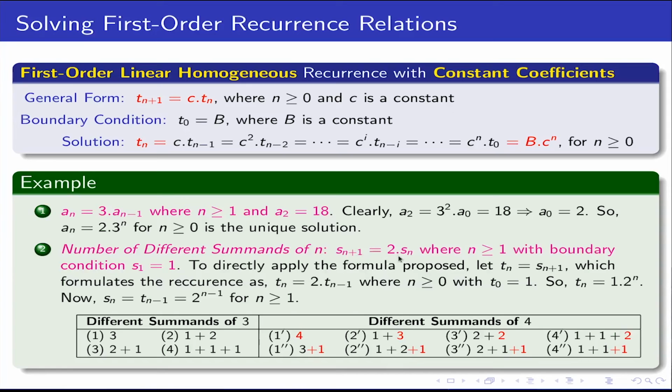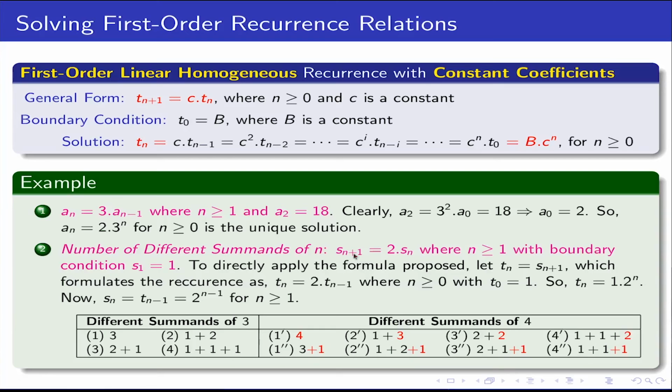Sn plus 1 equal to 2 into Sn, with n greater than 1 boundary. You know the summands of 1 is just 1; it can be expressed in only one way, that is 1. To directly apply the formula, you have to say that I have Sn plus 1 equal to 2 Sn. So let us assume that Tn equal to Sn plus 1, which formulates that Tn equal to 2 Tn minus 1, and then you solve it by T0 equal to 1, and it gives you Tn equal to 1 into 2 to the power n.